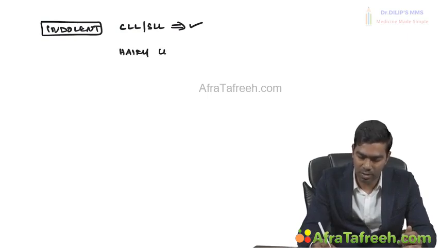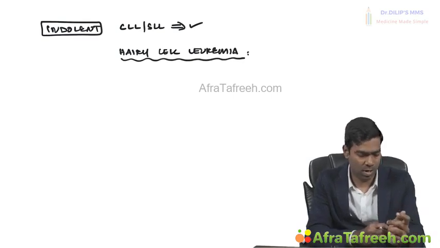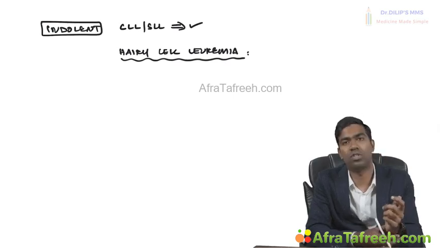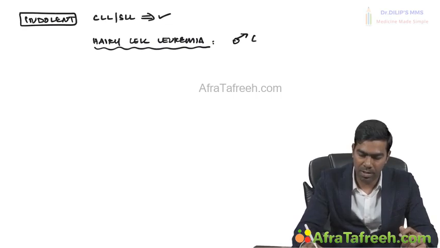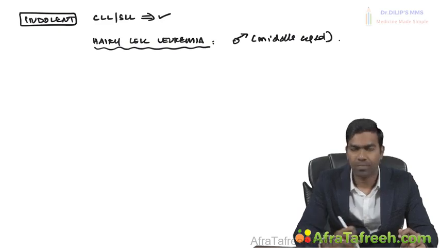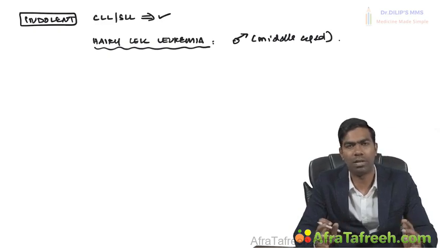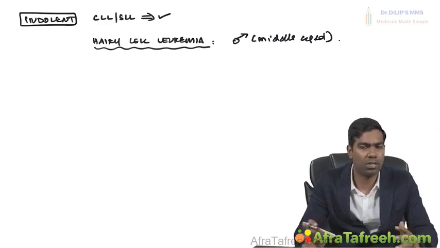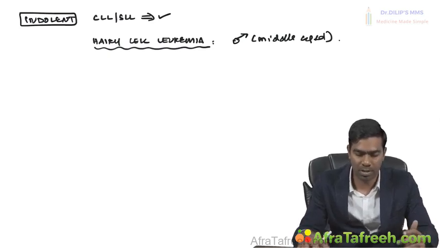At the same time, another indolent neoplasm which I want to discuss next is hairy cell leukemia. So, hairy cell leukemia, to be honest, let us see the epidemiology. It happens in middle-aged men. The appearance of the cells will be somewhat similar to CLL, even though I will tell you some differences, and it's got a reasonably good prognosis like CLL compared to other malignancies.